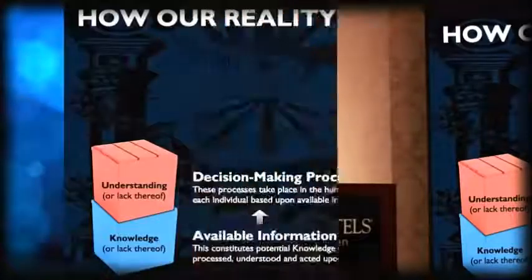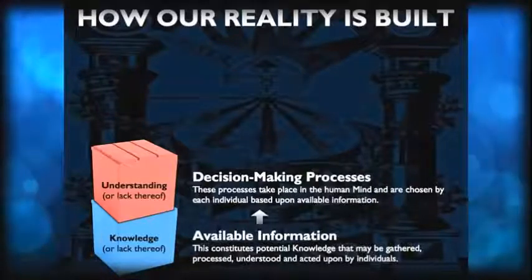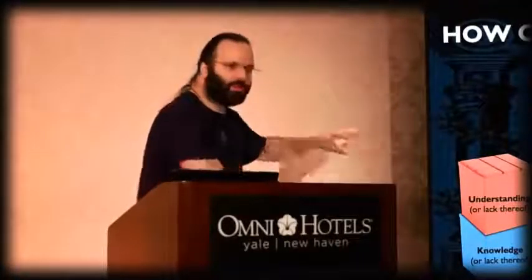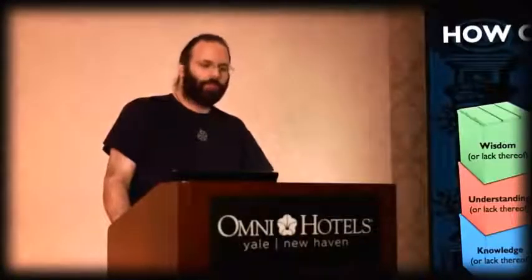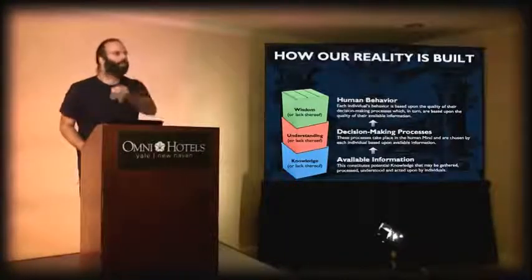These processes take place in the human mind and are chosen by each individual based upon available information. So again, you can see if information is held back, if it is occulted, or even if people are dissuaded from taking it in because people will say, no, there's nothing there, there's nothing to it, you could see how they'll never get to this step. They'll never understand. They'll never get to the second level of creating our reality, effectively, efficiently.